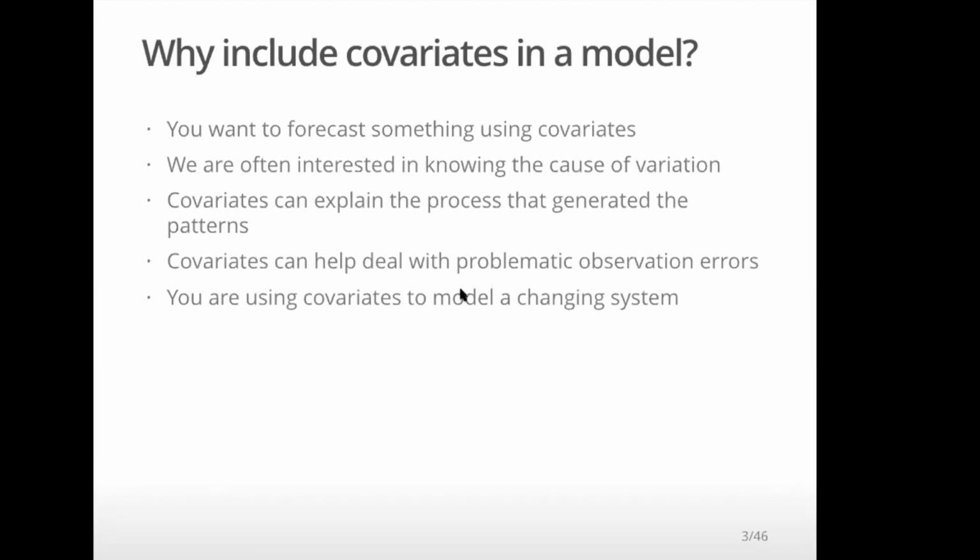So that would be kind of point number 2 there: you're trying to understand the causes of variation in your data and whether the covariate of interest explains that variation. Another reason that we might include covariates in a model is that we intend to use those to make a forecast. We think that these covariates explain the variation, and that's going to help us make a better forecast of what's going to happen in the future.